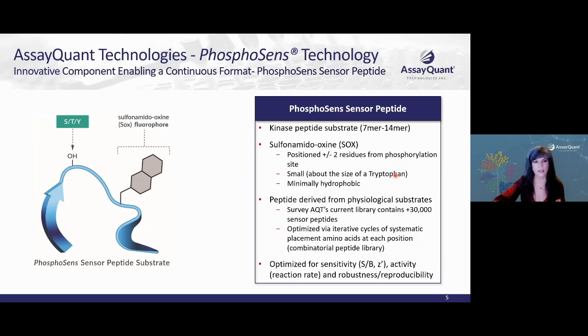So what this means is that steric hindrance contributed by the fluorophore itself is greatly minimized. It's also minimally hydrophobic, which means the SOX molecule itself is going to contribute very little to nonspecific binding. The peptide sequence, how do we get the sequence? Well, we start with the physiologically relevant sequence. Then we systematically substitute every amino acid with every other amino acid until we find the optimized sequence. It's optimized for sensitivity, measured by signal to background, as well as activity, measured by reaction rate.